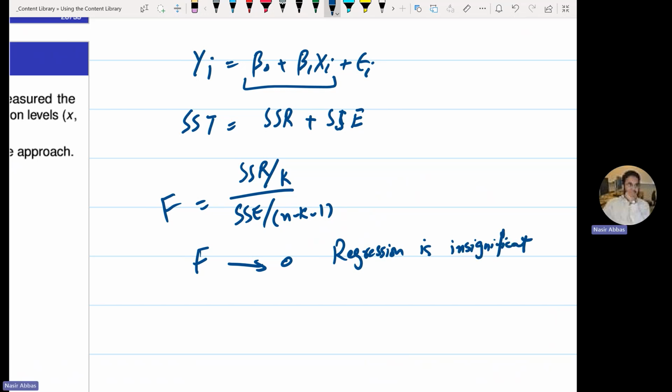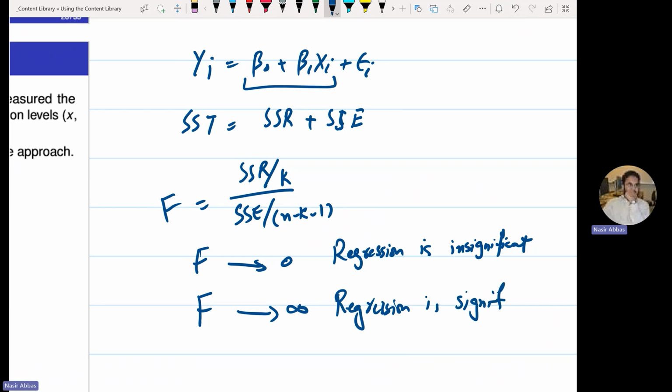Why? When will this F be 0? When the numerator is 0. When will the numerator be 0? When SSR is 0. And when SSR is 0, that means your regression explained nothing. Everything went to the error. But we said when this F goes to infinity, that means a big value. That means what? Regression is significant. Good regression.